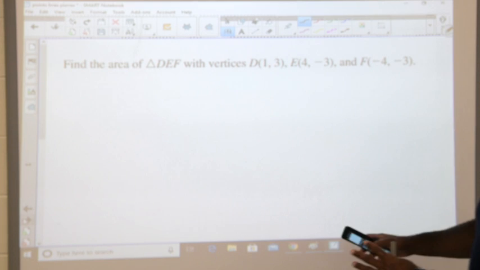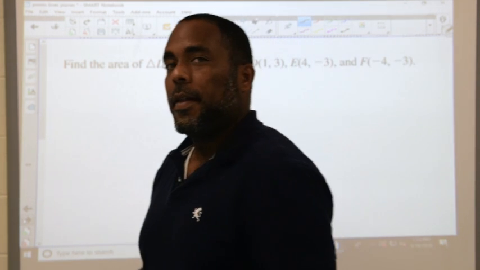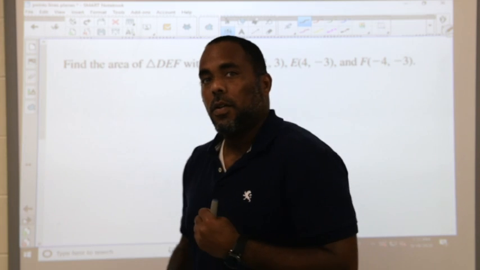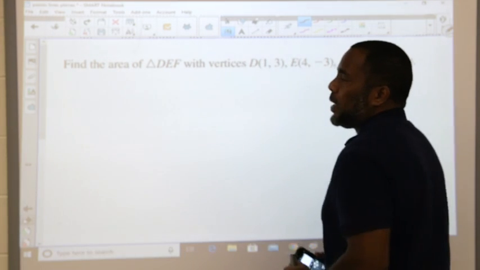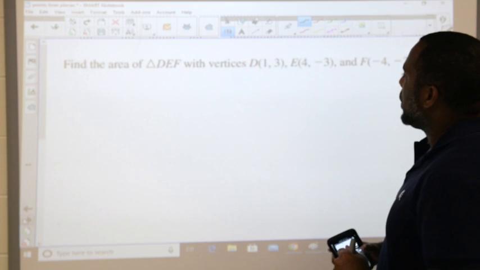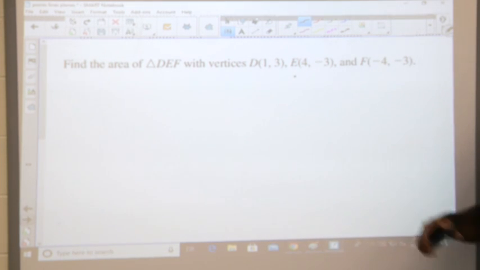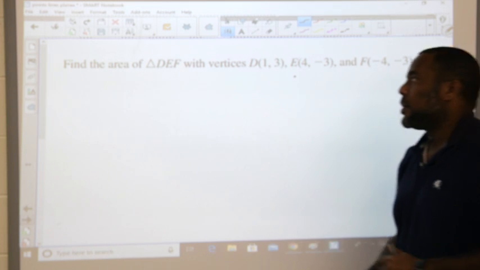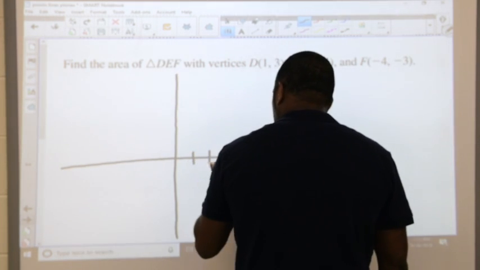From there, we're given a new problem. So we did say that we're going to look at both the perimeter and the area. And to do that, we're going to say, okay, find the area of triangle DEF with vertices D is at 1, 3, E is at 4, comma, negative 3, and F is at negative 4, comma, negative 3. Likewise, skip a line, triangle.